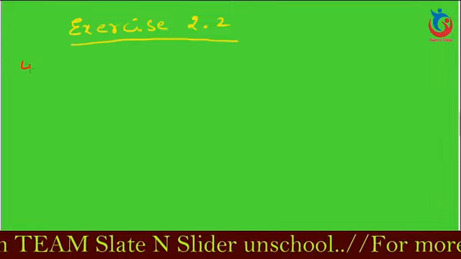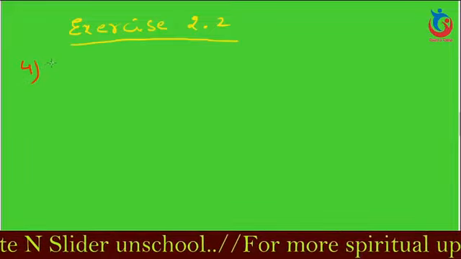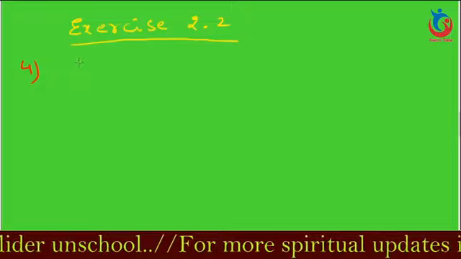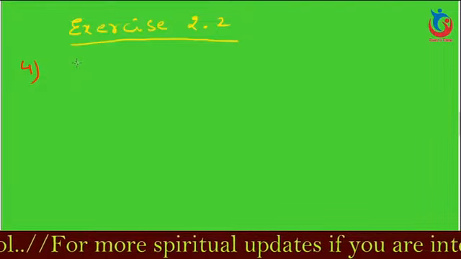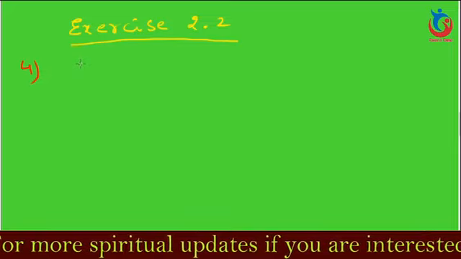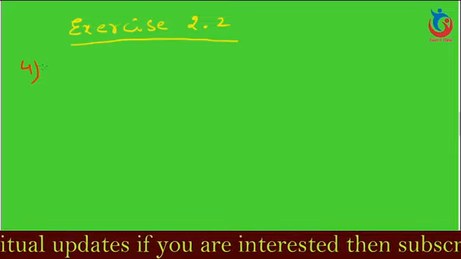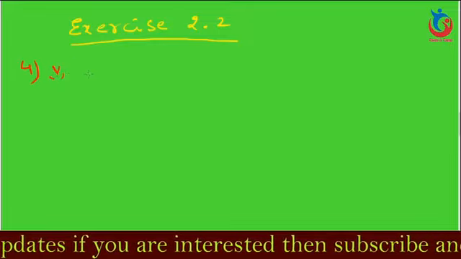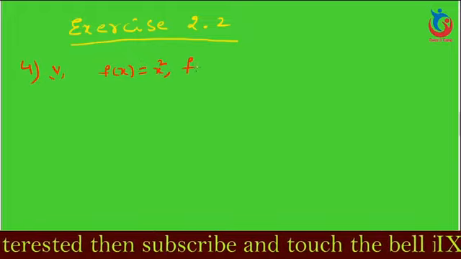In the fourth bit, we have to find the zeros ourselves. We should not find them by the trial and error method. Directly we can find them. So let me explain one. The fourth bit, fifth one I am explaining. That is f of x is equal to x square. So find the zeros.